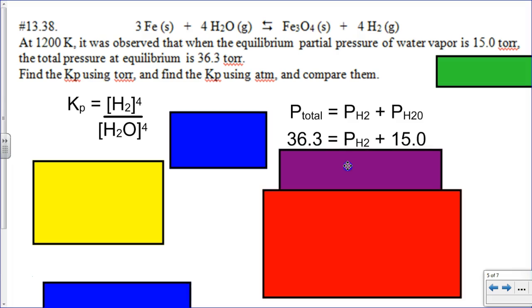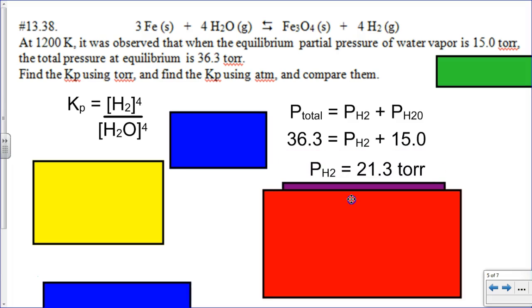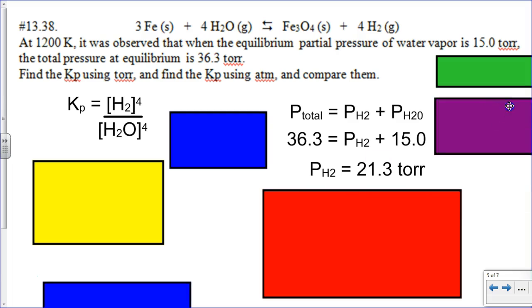Okay, nothing too crazy here. I'm just going to plug in the values they gave us. You should have gotten a pressure of the hydrogen gas equal to 21.3 torr.